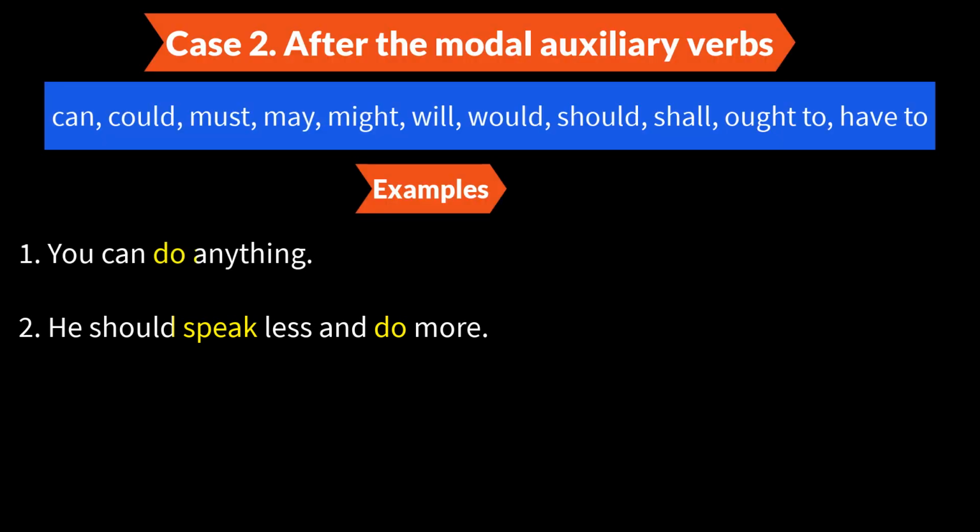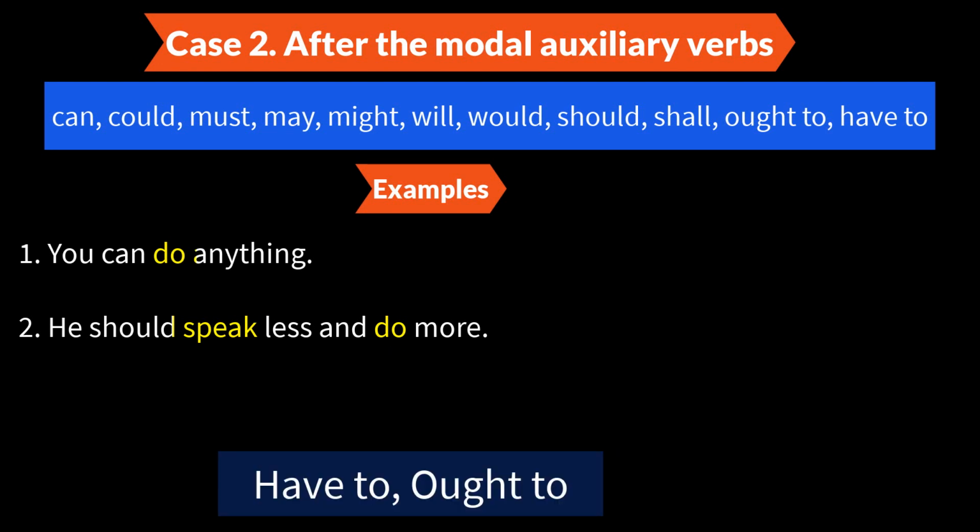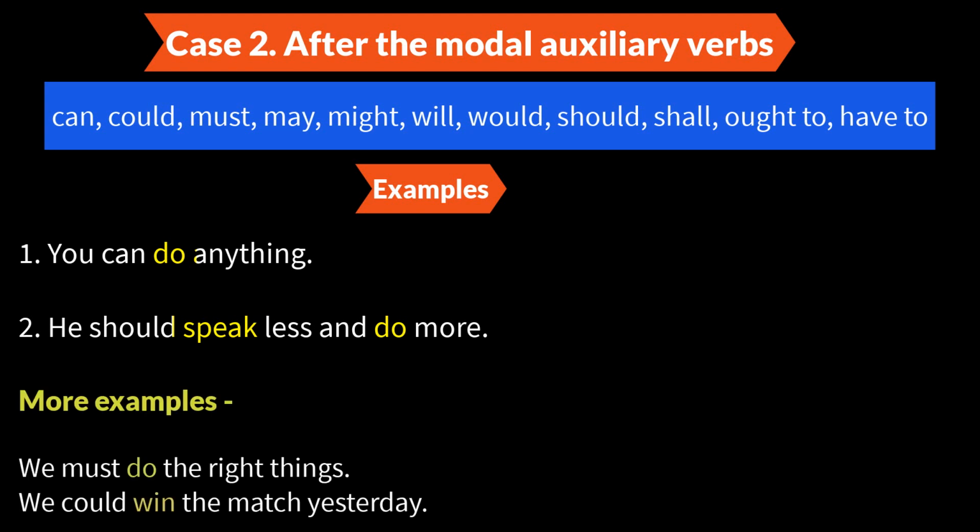And one more important thing, guys, there are two modal auxiliary verbs which have to in them. These are have to and ought to. So you cannot remove the to from these phrases. You cannot say I have go to your place. You have to say I have to go to your place. You cannot say I ought respect my parents. You have to say I ought to respect my parents. So this is one thing that you have to keep in your mind. Please understand this. Now let us look at case number 3.